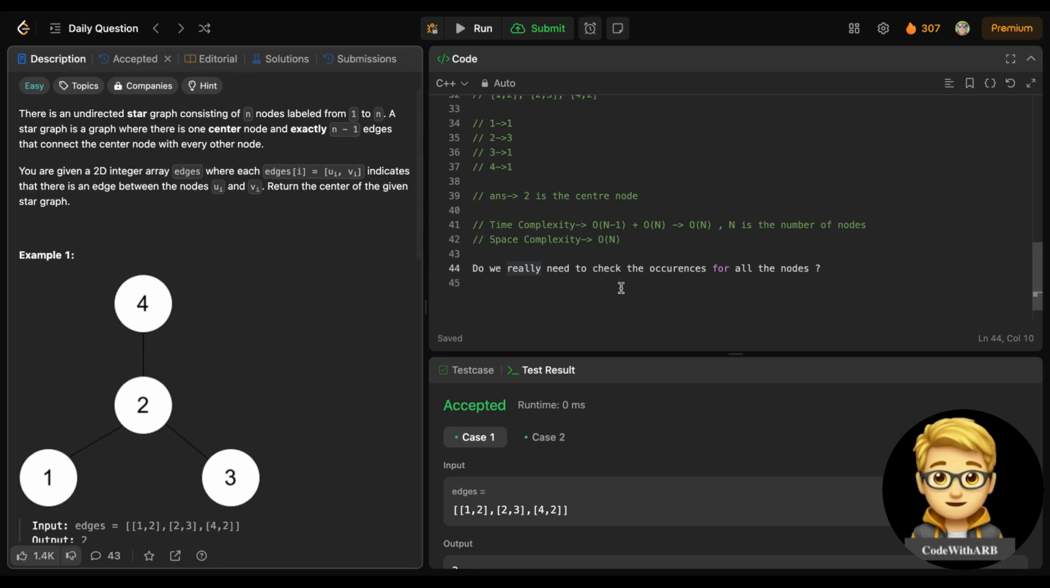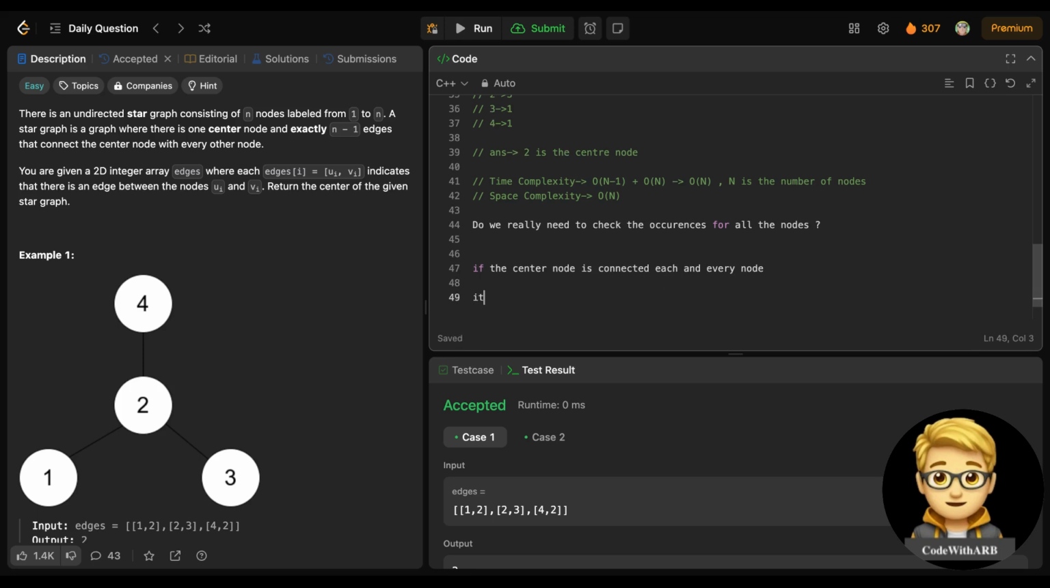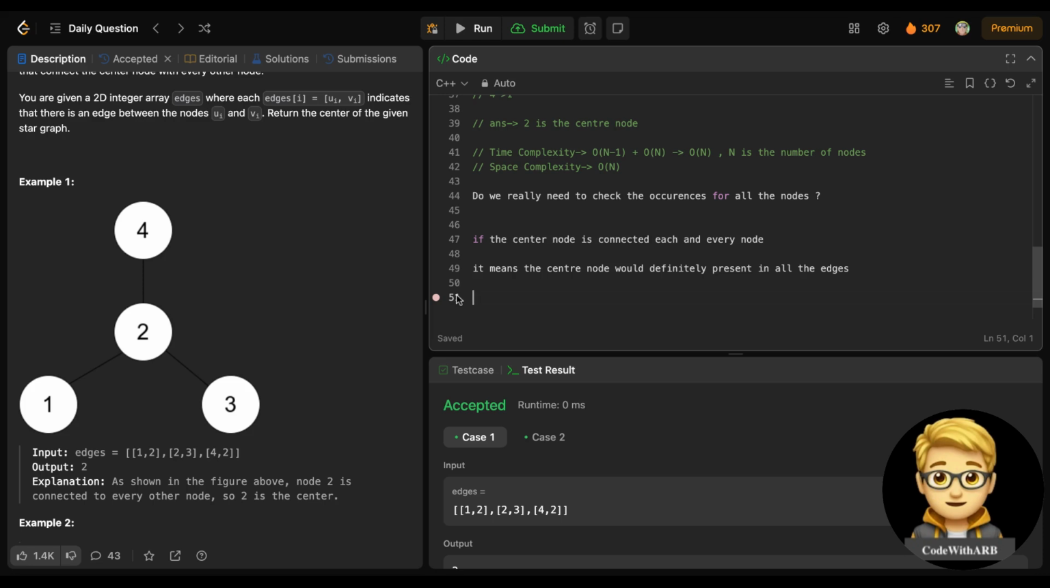It means that if the center node is connected to each and every node, the center node would definitely be present in all the edges. I'm sure about that. So why do we check all the nodes? Why wouldn't we check only two edges, right?